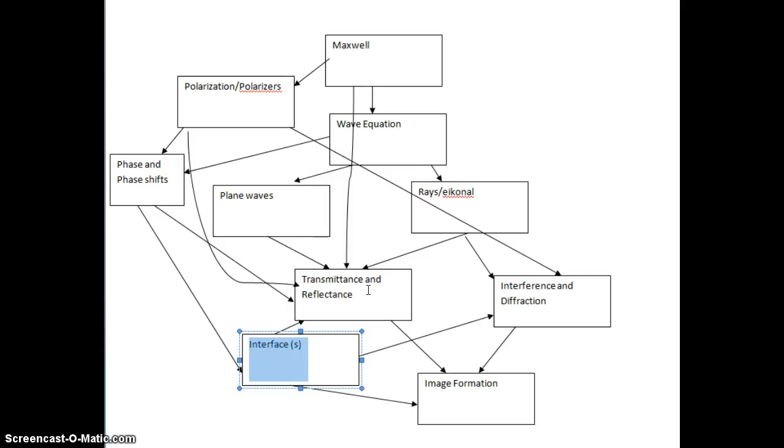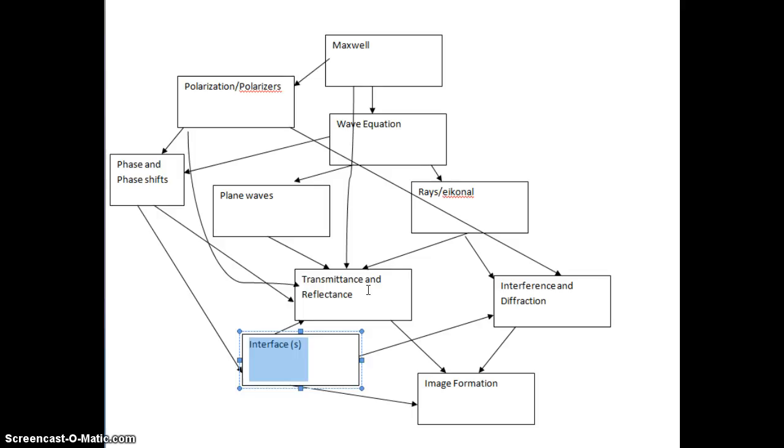to get n1 sine theta 1 equals n2 sine theta 2, it requires us to use boundary conditions, and those boundary conditions come directly from, I believe it's Faraday. Let me just double check. Yeah, Faraday. Faraday's law gives us those boundary conditions we need so that we can calculate electric field on either side of the interface. So again, to get reflectance and transmittance, we need Maxwell.